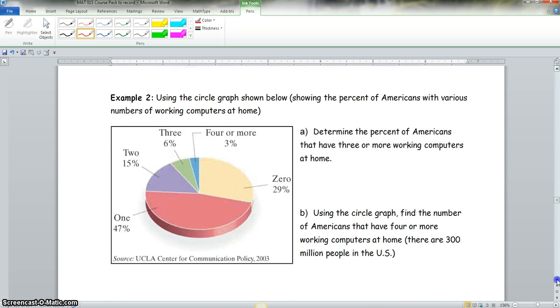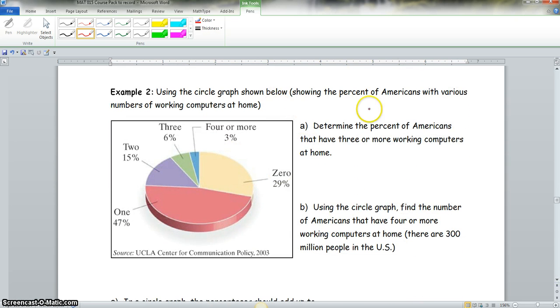Now it says here, use the circle graph shown below, showing the percent of Americans with various numbers of working computers at home. A, determine the percent of Americans that have 3 or more working computers at home. So 3 or more, so that includes 3 and then the 4 or more. So the percent, we will add those percents. We have 6% plus 3%, which will give us 9%.